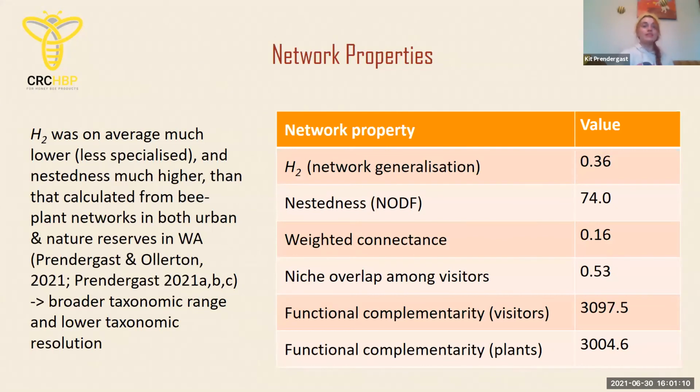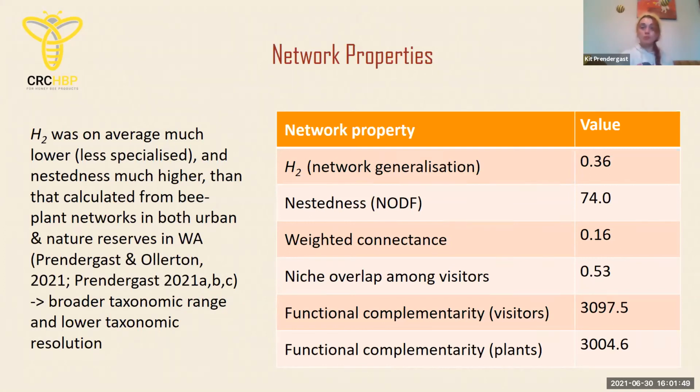Now, network properties. I found that the networks were not very specialized. Most of the insects visited a variety of flowers, and likewise the flowers were visited by a variety of insects. They were also really nested, and nestedness is a property that confers network stability and is a sign of healthy pollination networks. They were much less specialized and more nested than those I calculated from urban bushland remnants and residential gardens.